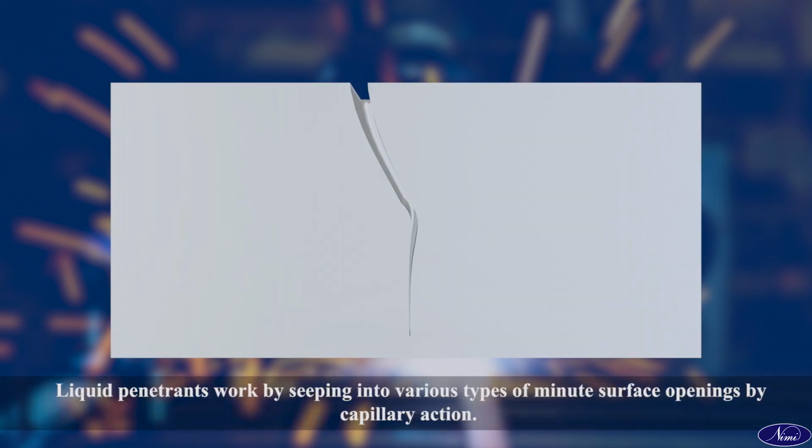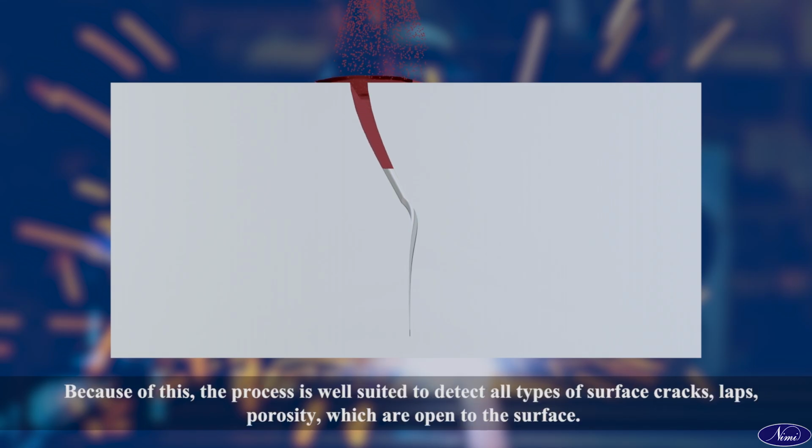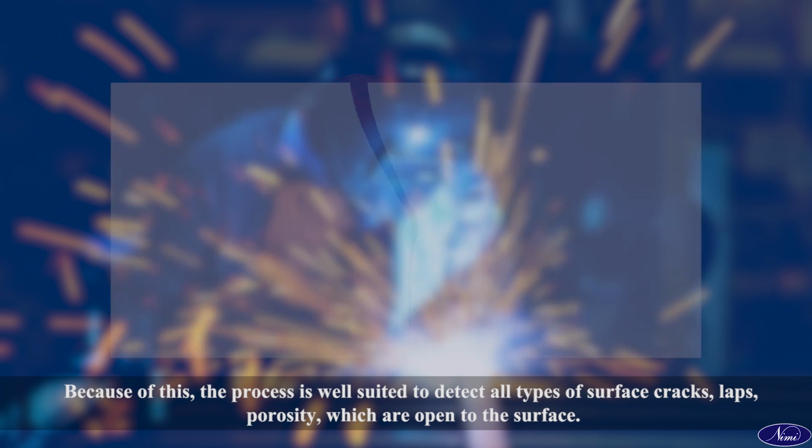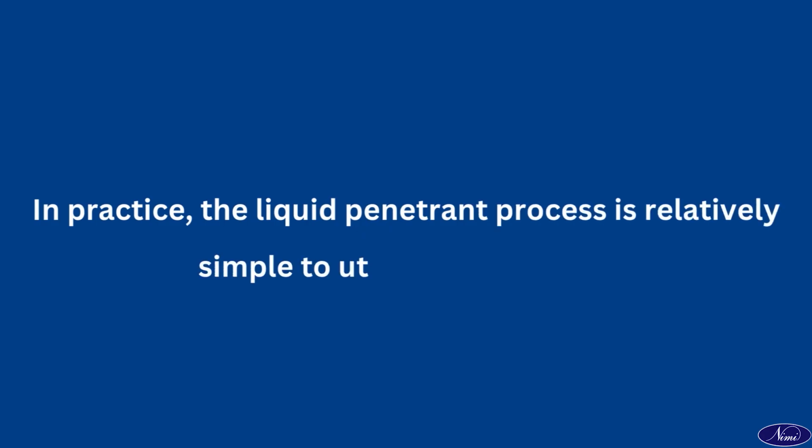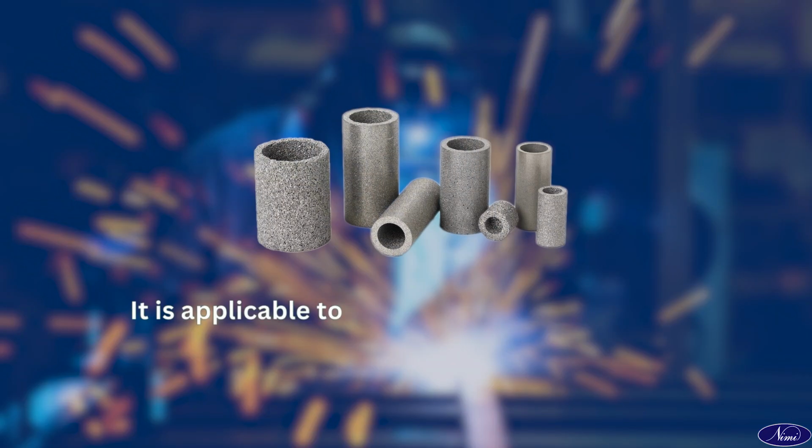Liquid penetrants work by seeping into various types of minute surface openings by capillary action. Because of this, the process is well suited to detect all types of surface cracks, laps, and porosity which are open to the surface. In practice, the liquid penetrant process is relatively simple to utilize and control. It is applicable to almost all materials except porous materials.